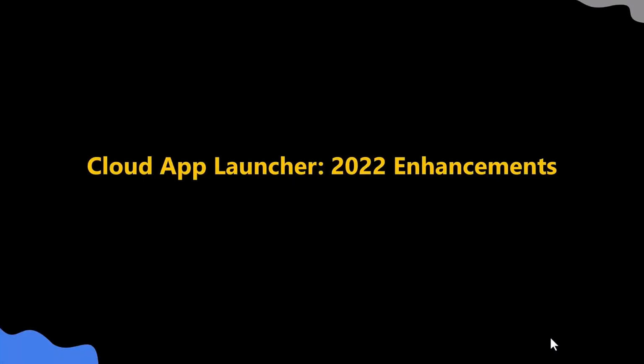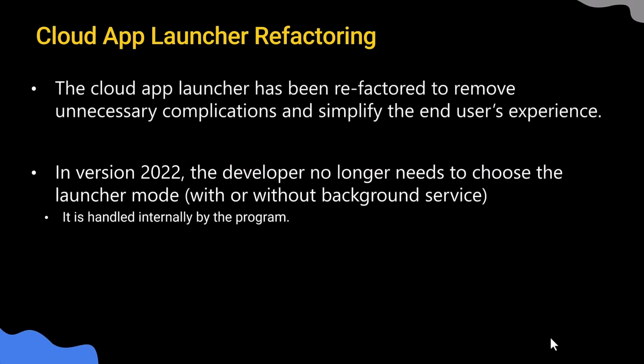Okay, let's talk turkey. What about those 2022 enhancements to the CAL? The Cloud App Launcher has been refactored to remove unnecessary complications and simplify the end user's experience. And in version 2022, the developer no longer gets or needs to choose the launcher mode with background service or as an application. It's really handled now internally by the program.